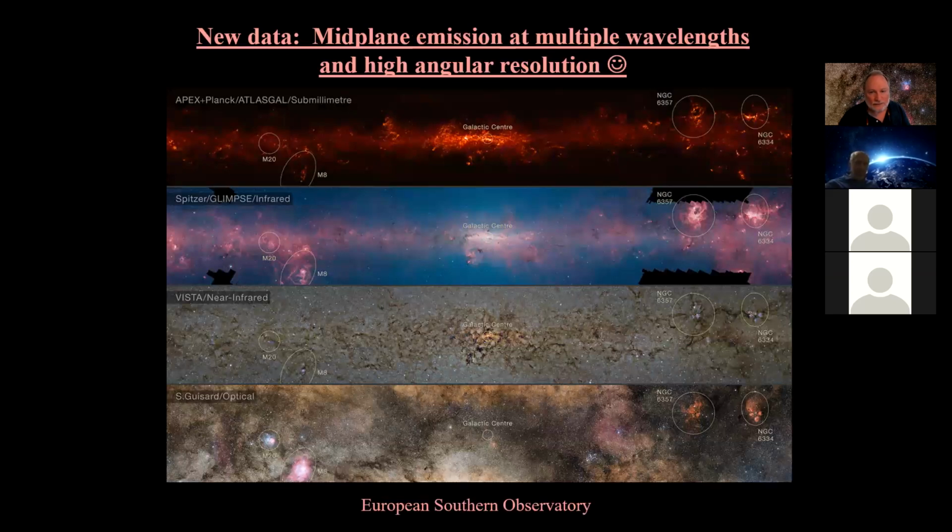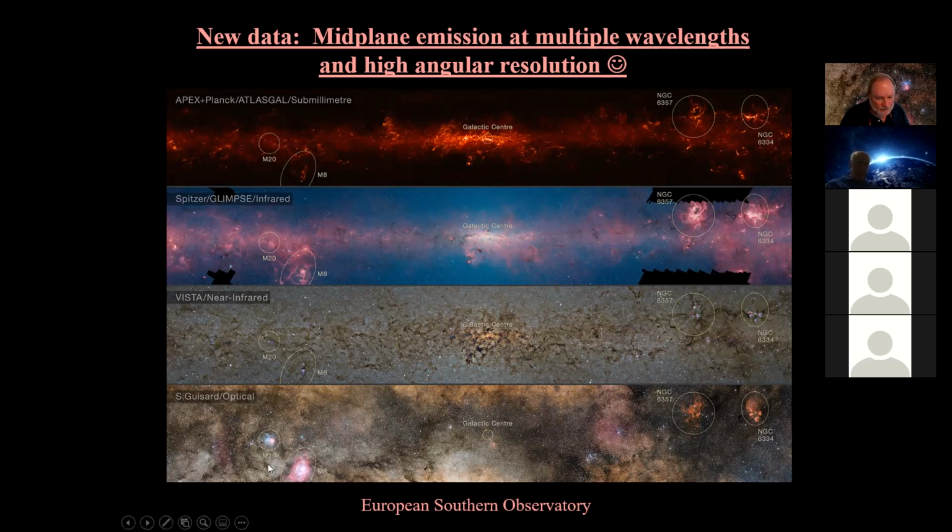But wait, there's new data. And they include all sorts of data from all sorts of missions. Let's start with the optical. Here's the Lagoon Nebula, a nice binocular object, and the Trifid Nebula, like what's behind my head. And that's what you see in the visible, along with the Cat's Paw Nebula and the Lobster Nebula, which can be seen from the southern hemisphere.